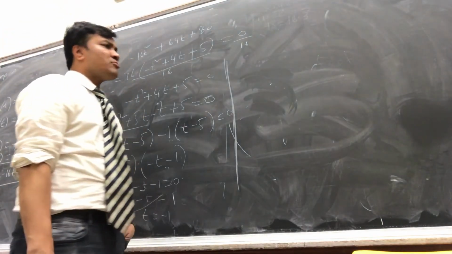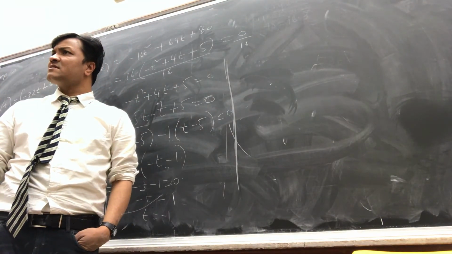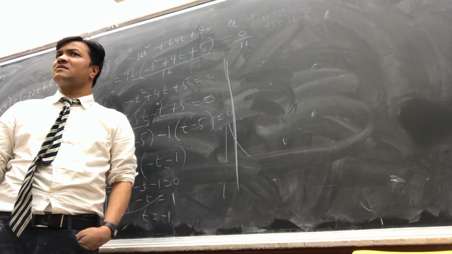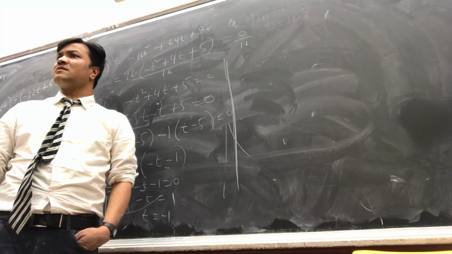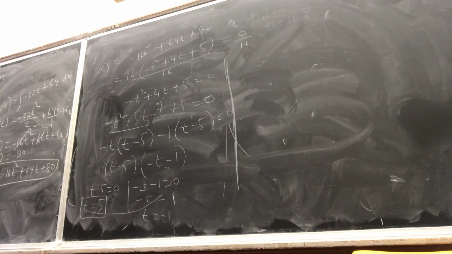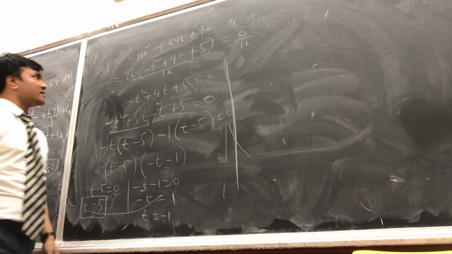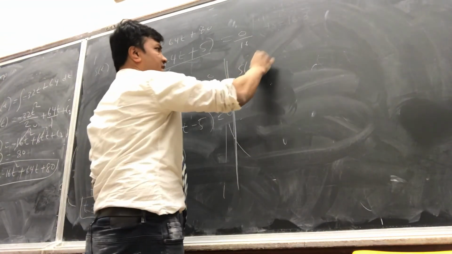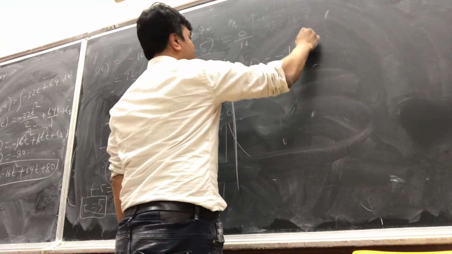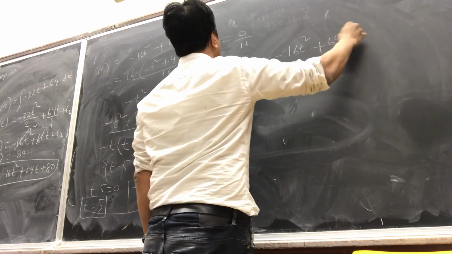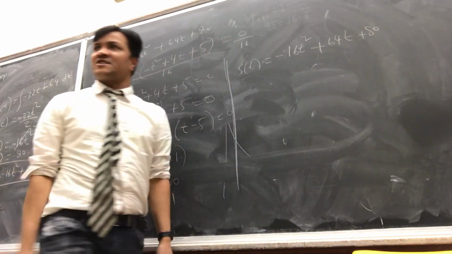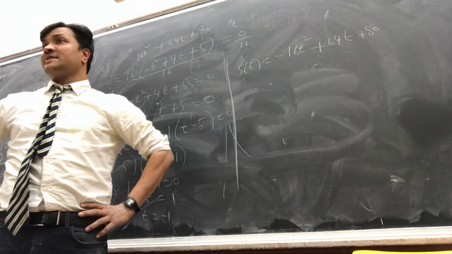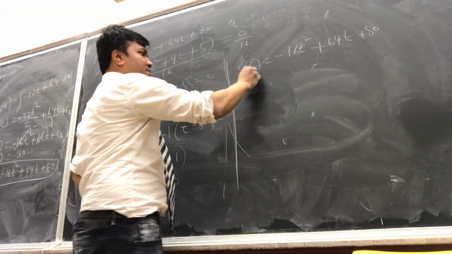Okay, what is the next thing we have to find? Not the acceleration function. We found the elapsed time. What was the elapsed time? 5 seconds. Find the velocity function. How can we find the velocity function? We have s of t equals negative 16t squared plus 64t plus 80. Anybody? Take the first derivative. So s prime of t.